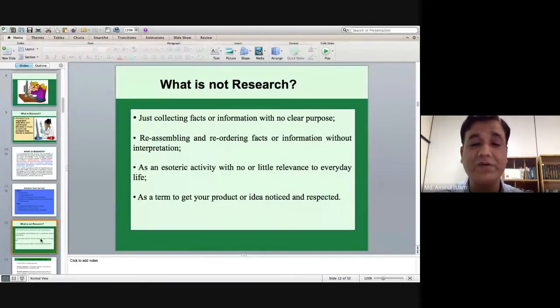And sometimes we also try to get our product or idea noticed. That is also not research. For example, when we are doing advertising and all that, that is definitely not research.